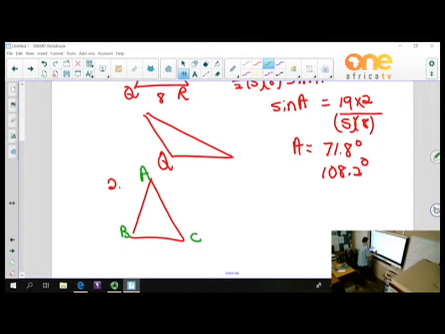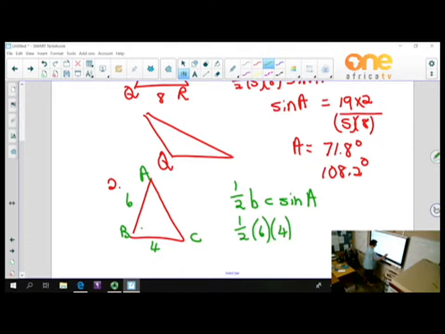And BC is 4, AB is 6, the area is 11, and we have to find B. Can you see? We have to find that included angle. So the formula is half BC sine A. So it is then a half of 6 times 4 sine A.